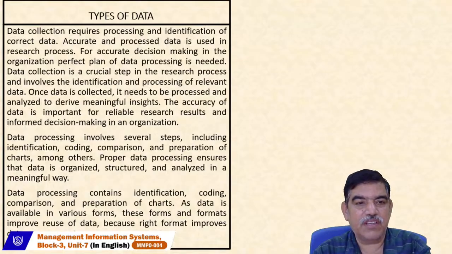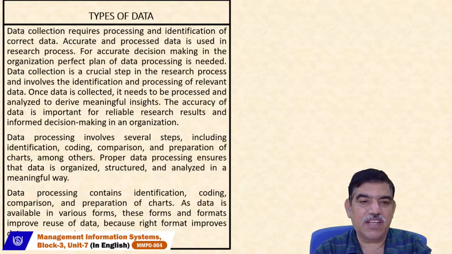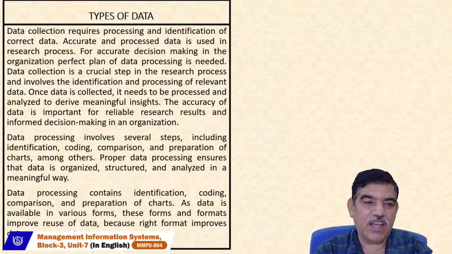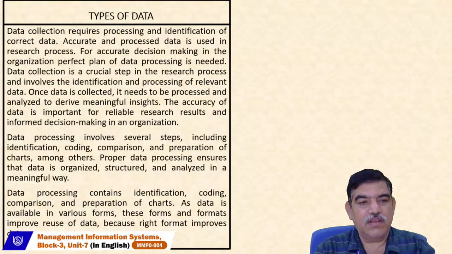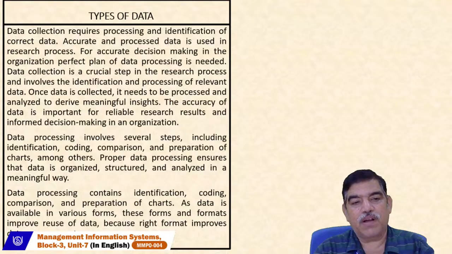Data collection is a crucial step in the research process and involves the identification and processing of relevant data. Once data is collected, it needs to be processed and analyzed to derive meaningful insights. The accuracy of data is important for reliable research results and informed decision making in an organization. So data collection is an important part, because accurate collected data is valuable for research and for the decision-making process in an organization.